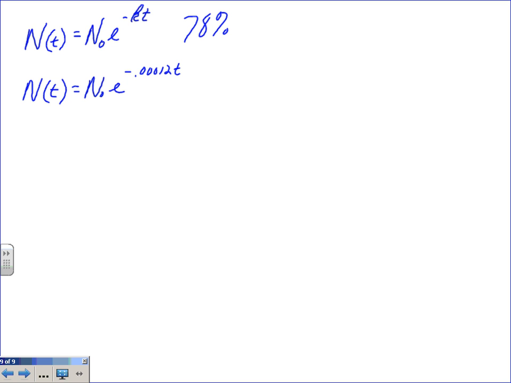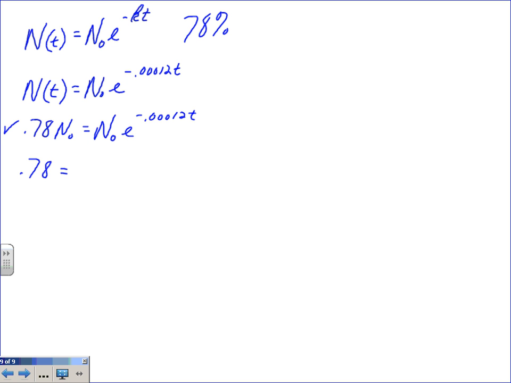What's left after a certain amount of years is 78% of the original. N sub 0 is the original, equals n sub 0 e to the negative 0.00012 t. We're looking for how old this document is. Somebody found it and claimed that it was from the time of Jesus when he was walking the earth. Okay, let's see how accurate this is. If you divide both sides by n sub 0, you get 0.78.